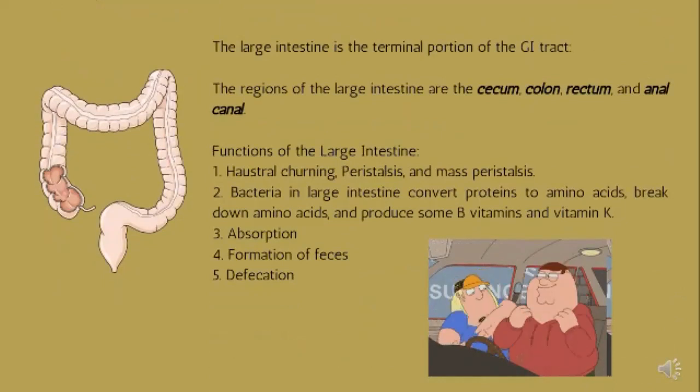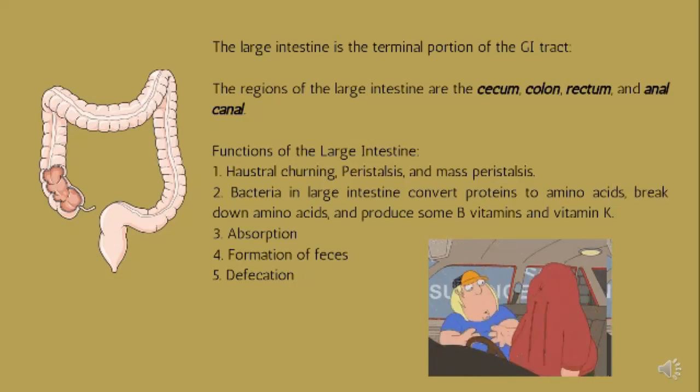And here, the final organ that we're going to discuss in this slide is the large intestine. The large intestine is the terminal portion of the GI tract. The overall functions of the large intestine are the completion of absorption, the production of certain vitamins, the formation of feces, and the expulsion of feces from the body. Regions of the large intestine are the cecum, colon, rectum, and anal canal.